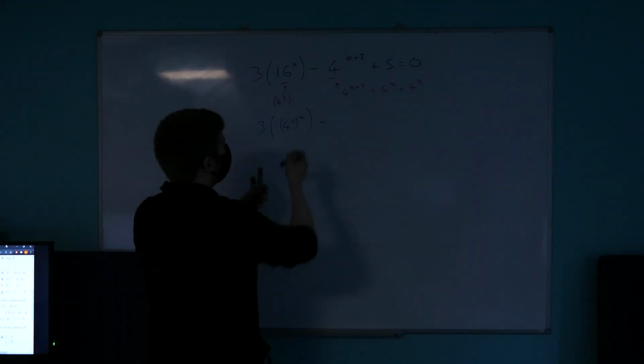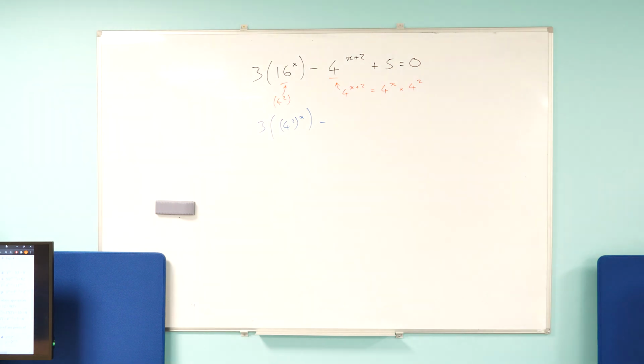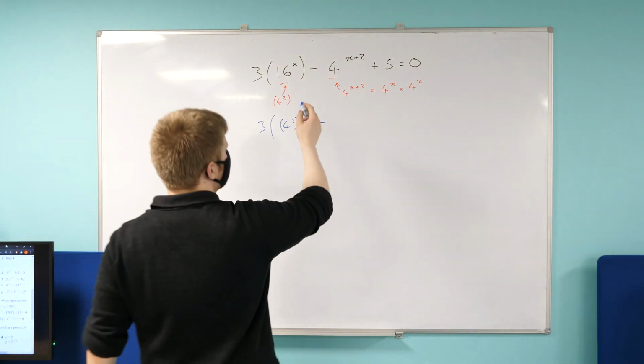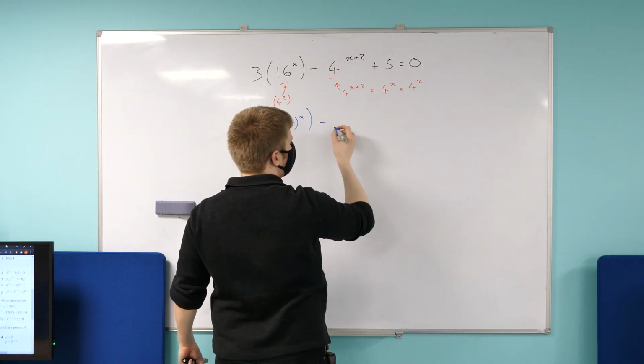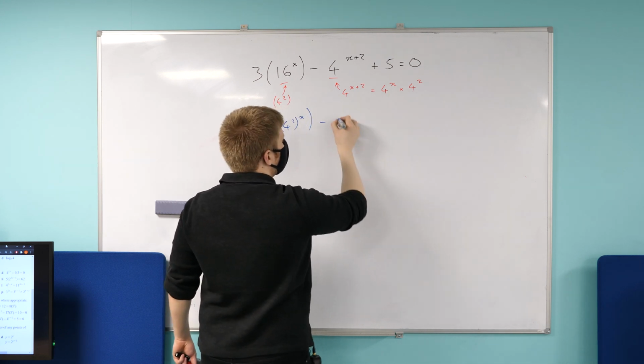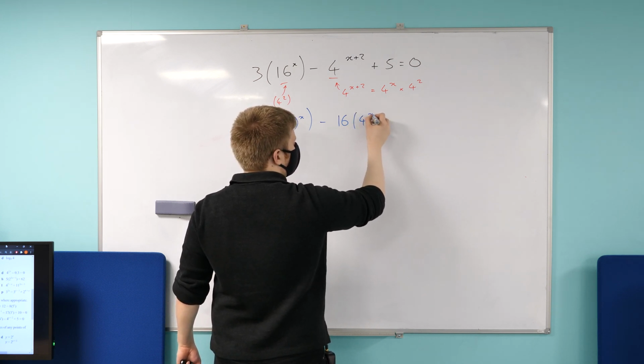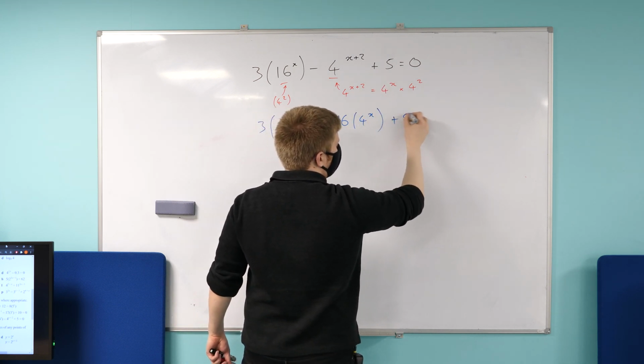So, in other words, you get minus this 4 to the power of x plus 2 business. I can write, instead of writing it as 4 squared, I'm going to write it as 16. You happy? So it's going to be 16 times 4 to the power of x, and then obviously plus 5 equals 0.